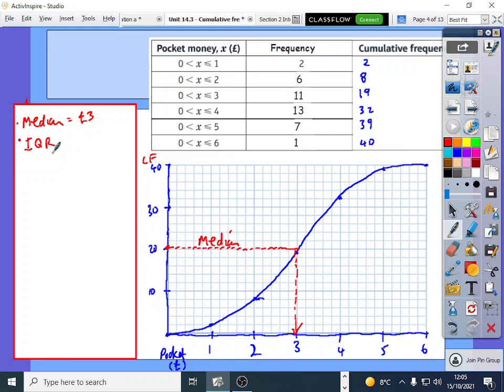Now if you haven't heard of interquartile range, this is the way we work it out. We get our data and split it into quartiles. Quartiles are quarters. Interquartile range, inter meaning inside the quarters, is the upper quartile subtract the lower quartile.